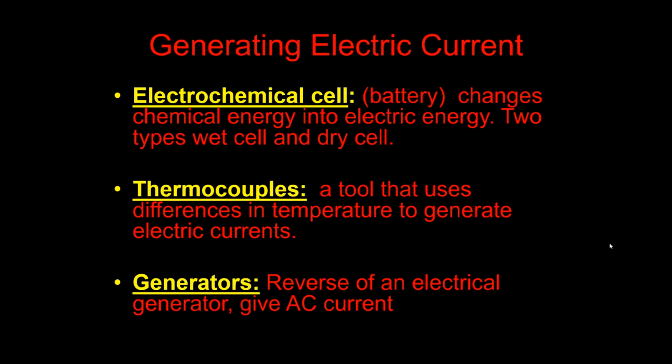And finally, you have generators. And here, it says reverse of an electrical generator. It should say reverse of an electrical motor. And these provide an alternating current. We'll get to AC later on, AC and DC systems. So don't worry about that. The systems we'll deal with for quite a while here are going to be DC systems, which tend to be the output of an electrochemical cell.